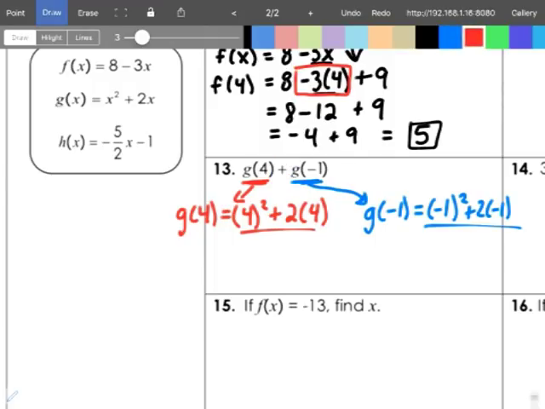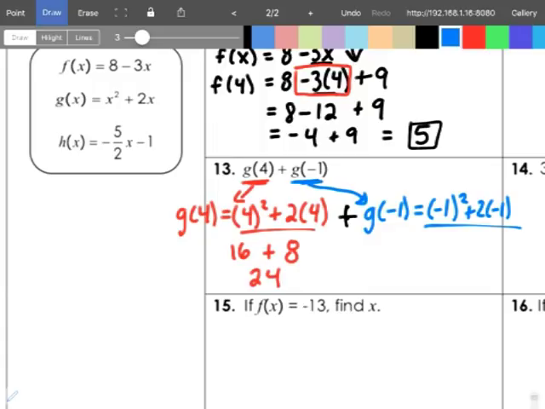So 4 squared. 4 squared is 16 plus 2 times 4 is 8. So this whole thing on this side, 16 plus 8, 24. So my g of 4, that's 24. I'm not going to box it because I need to add it to whatever's over here.